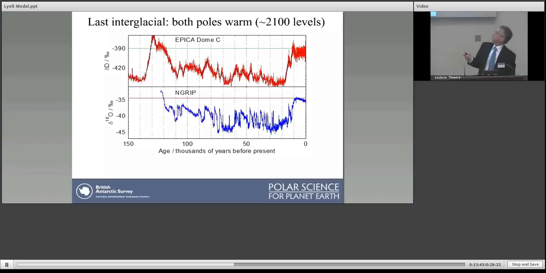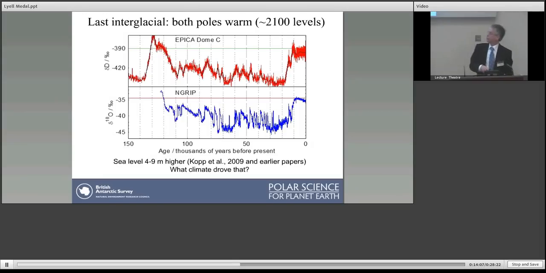You can see that at least at some point in the last interglacial, it was warmer than at any time during the Holocene in both polar regions, possibly not at the same time, because we don't have this bit yet. We don't know whether it was at the same time. I know that sea level was somewhere between 4 and 9 meters high.